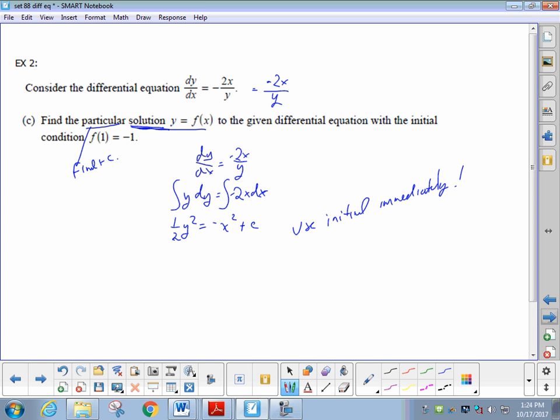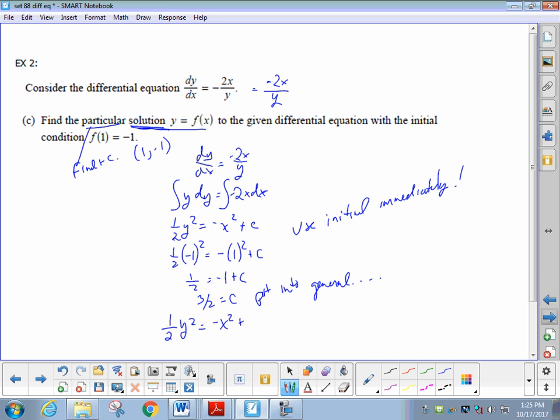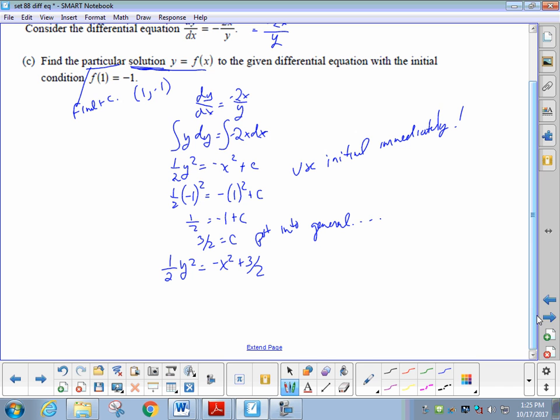So if I plug in the initial condition, if x is 1, y is negative 1. So 1/2 (negative 1) squared equals negative 1 squared plus c. I get 1/2 equals negative 1 plus c, which implies c is 3/2. Put that into your general solution. So that I now am at 1/2 y squared equals negative x squared plus 3/2. Am I done?